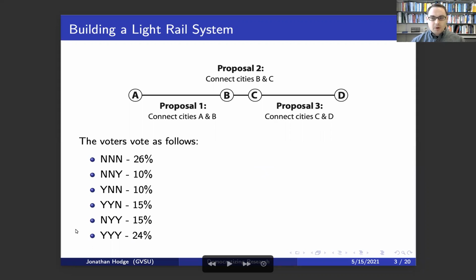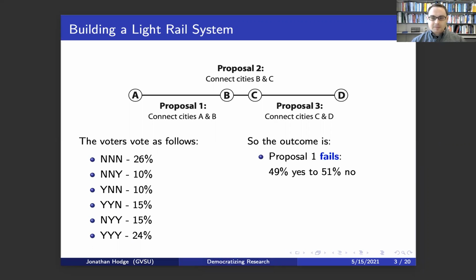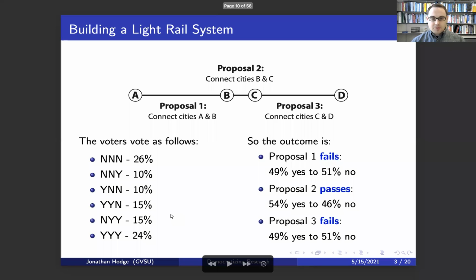So here's an example of how voters could vote. 26% voting no on all 3 proposals, 24% voting yes on all 3 proposals, and then various combinations in between there. Now, the way we add up votes in an election like this is, again, by proposal. If you look at the first proposal, there are 26% plus 10% plus 15%. There are 49% that vote yes, 51% that vote no. So the first proposal fails. If we look at the second proposal, looking at just the middle column here, proposal 2 passes. 54% of the voters voted yes, 46% voted no. And proposal 3 fails. 49% yes, 51% no.